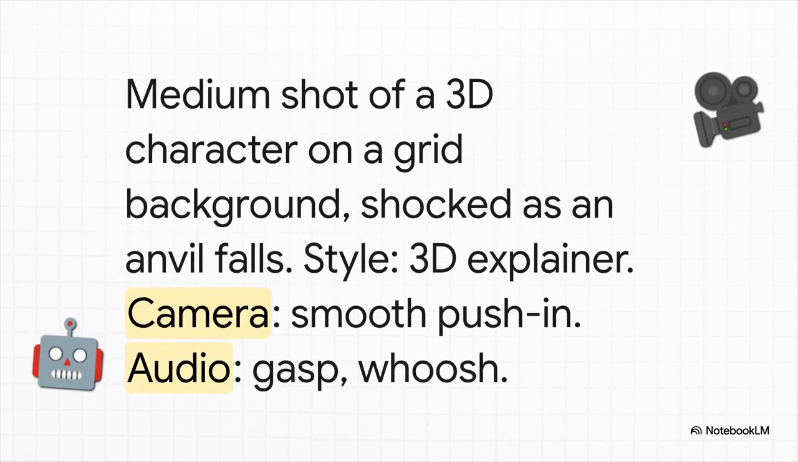And here's the final product, all put together. We've added our shot type at the beginning, medium shot, and a specific camera move with a smooth camera push-in. And maybe most importantly, we've included instructions for audio. We didn't just cross our fingers and hope for sound. We specifically asked for it. Audio: surprised gasp, whoosh sound effect. This one block of text now has every single instruction the AI needs.